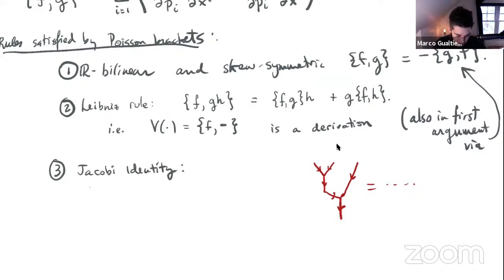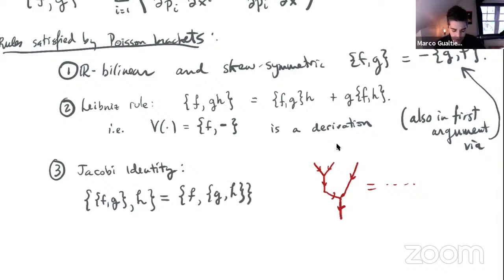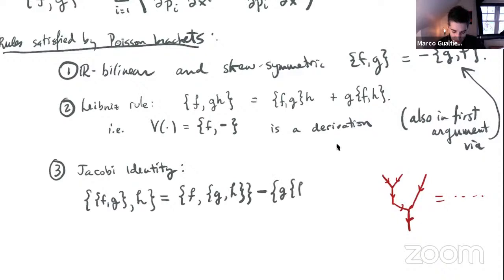The Jacobi identity says that if we take f and g and then bracket that with a third function, then this would be like acting by f on the action of g on h, but it should be skew symmetric. So it's no surprise that there's this term, g acting on f acting on h. So this is the famous Jacobi identity for Poisson brackets.